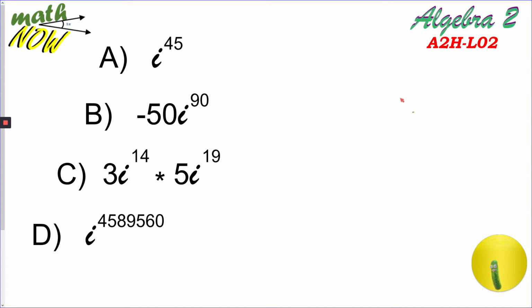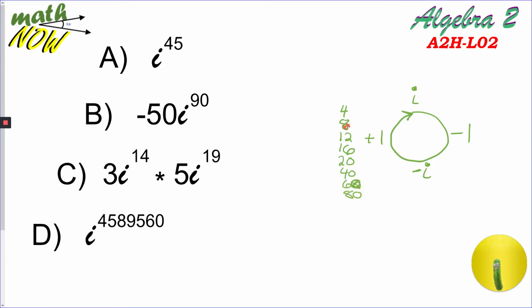Now, for this problem, we are working with our four values of i to the first power, i to the second power, i to the third power, and i to the fourth power. Every multiple of 4 comes over here on this side. So we've got 4, 8, 12, 16, 20, and so on. So this is our key spot again.